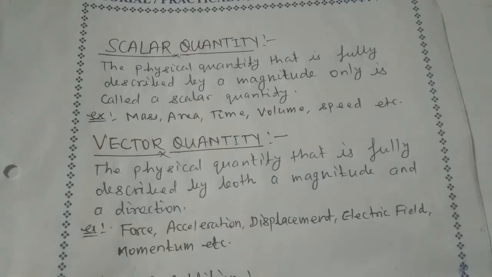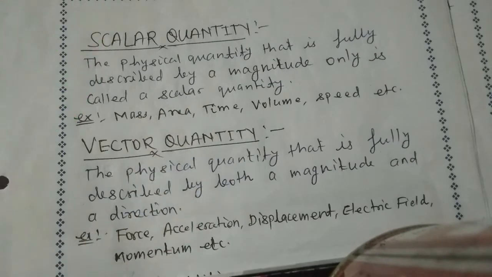So let's get started. Scalar quantity. The physical quantity that is fully described by a magnitude only is called a scalar quantity. For example, mass, area, time, volume, speed, etc. That means only magnitude defines all of its property. That is called scalar quantity.